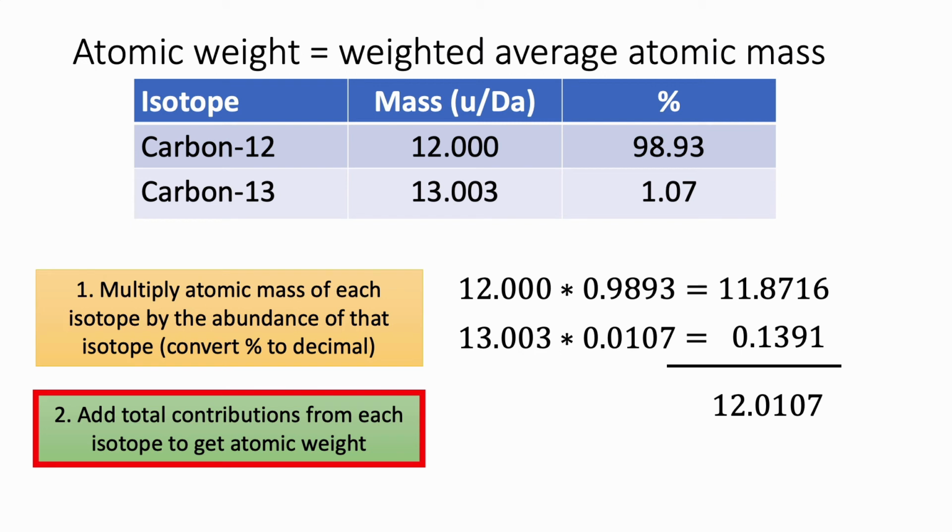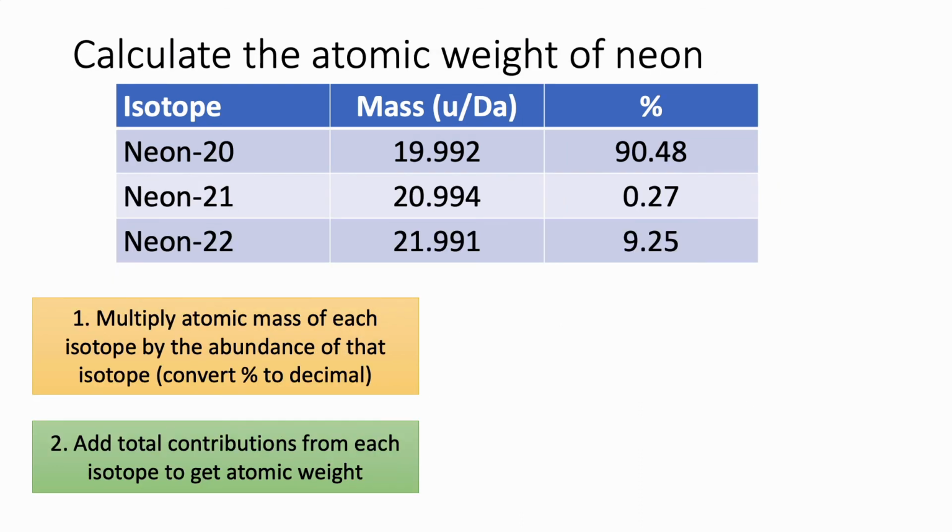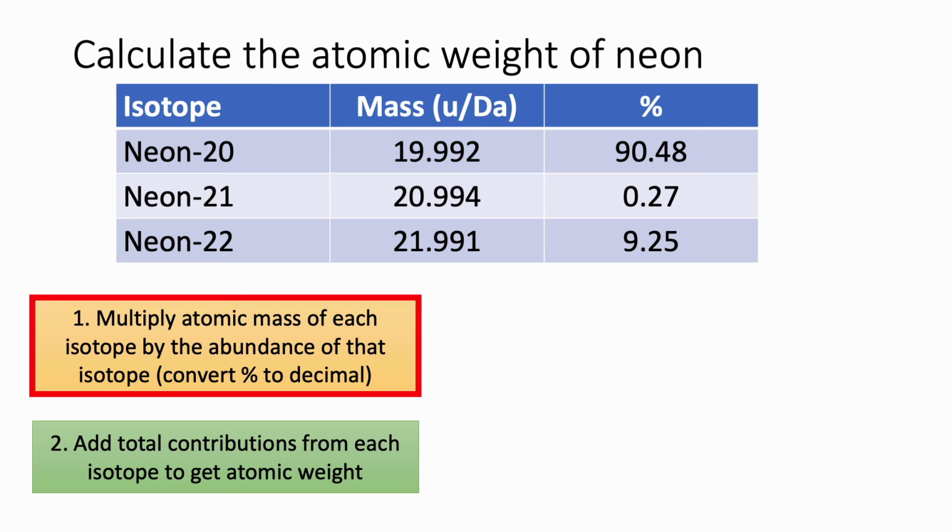So I start with carbon because it only has 2 isotopes, and that makes it easy to calculate, but you can do this with any number of isotopes. So here's neon. Neon has 3 primary isotopes, neon-20, neon-21, and neon-22. So we first start by multiplying the atomic mass of each isotope by the abundance of that isotope, and you can see for neon-20, that's going to be 19.992 times 0.9048. That gives us a little over 18.